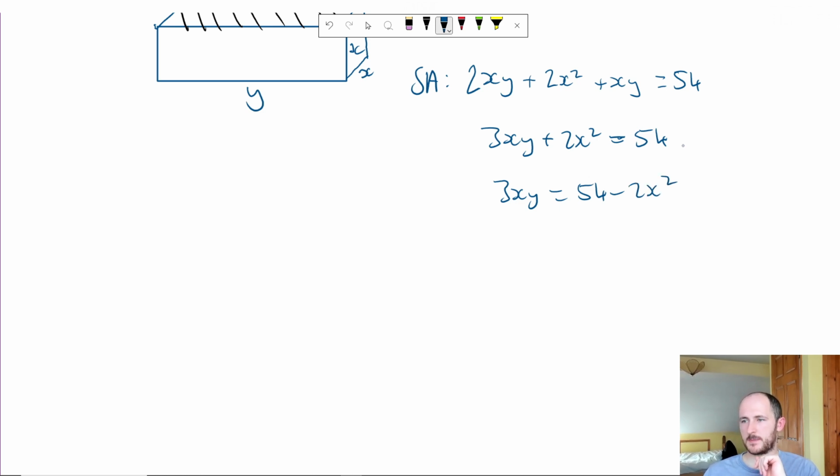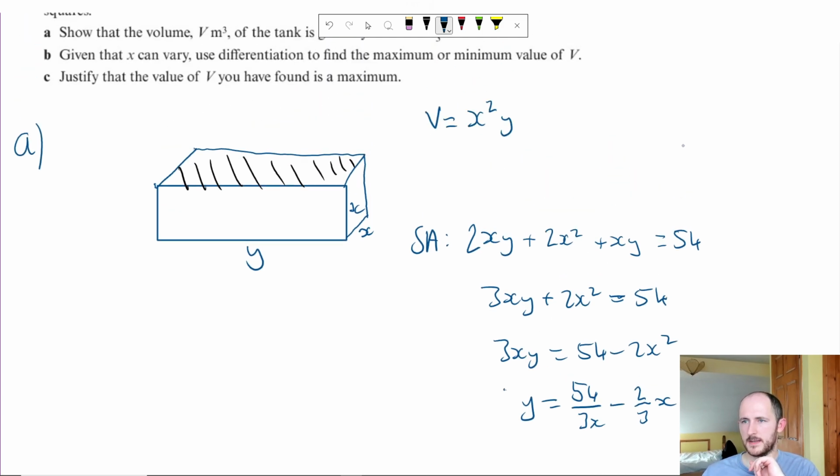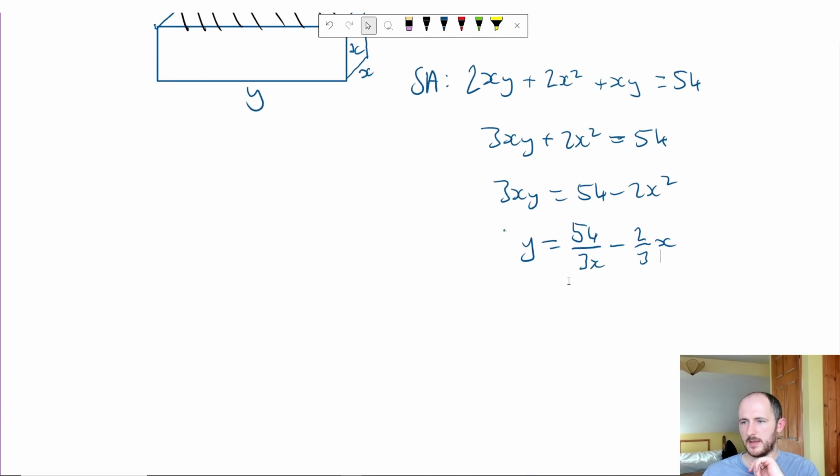I'm going to divide both sides by 3x. 54 divided by 3, can you do that? I actually can't remember. Let's see if it's 54 over 3x for now, and I'll check my calculator in a second. And then we have 2 over 3 x. That's probably where that 2 over 3 comes from. 18. Okay, yeah, got you. y is equal to 18 over x minus 2/3 x.